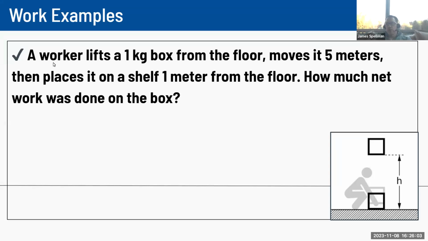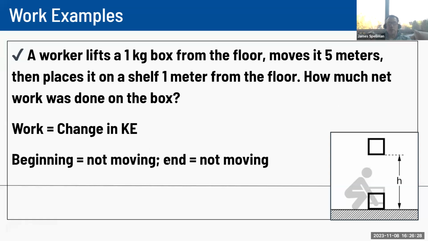What about this example? It says if a worker lifts a box from the floor, moves it 5 meters over, and then places it on a shelf 1 meter from the floor, how much net work was done on the box? It seems like this will be really, really complicated, but again, we can think about how much net work was done on the box. What we're looking for there is the change in kinetic energy. Well, at the beginning of the situation, the box wasn't moving, and at the end, the box wasn't moving. If you don't have movement, you don't have any kinetic energy.